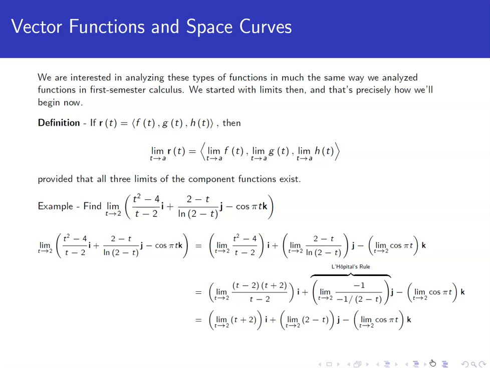As we mentioned before, the t minus 2 factors will cancel in the first component, the first limit. So we have the limit as t approaches 2 of t plus 2 times i. In the second component function, that limit simplifies to the limit as t approaches 2 of 2 minus t. And in the third one, we didn't do anything, so we still have the limit as t approaches 2 of cosine of pi t. We can evaluate each of these limits now by direct substitution. The limit of the first one gives us 4, the second one gives us 0, the third one gives us 1. So we'll get 4i minus k as our limit.